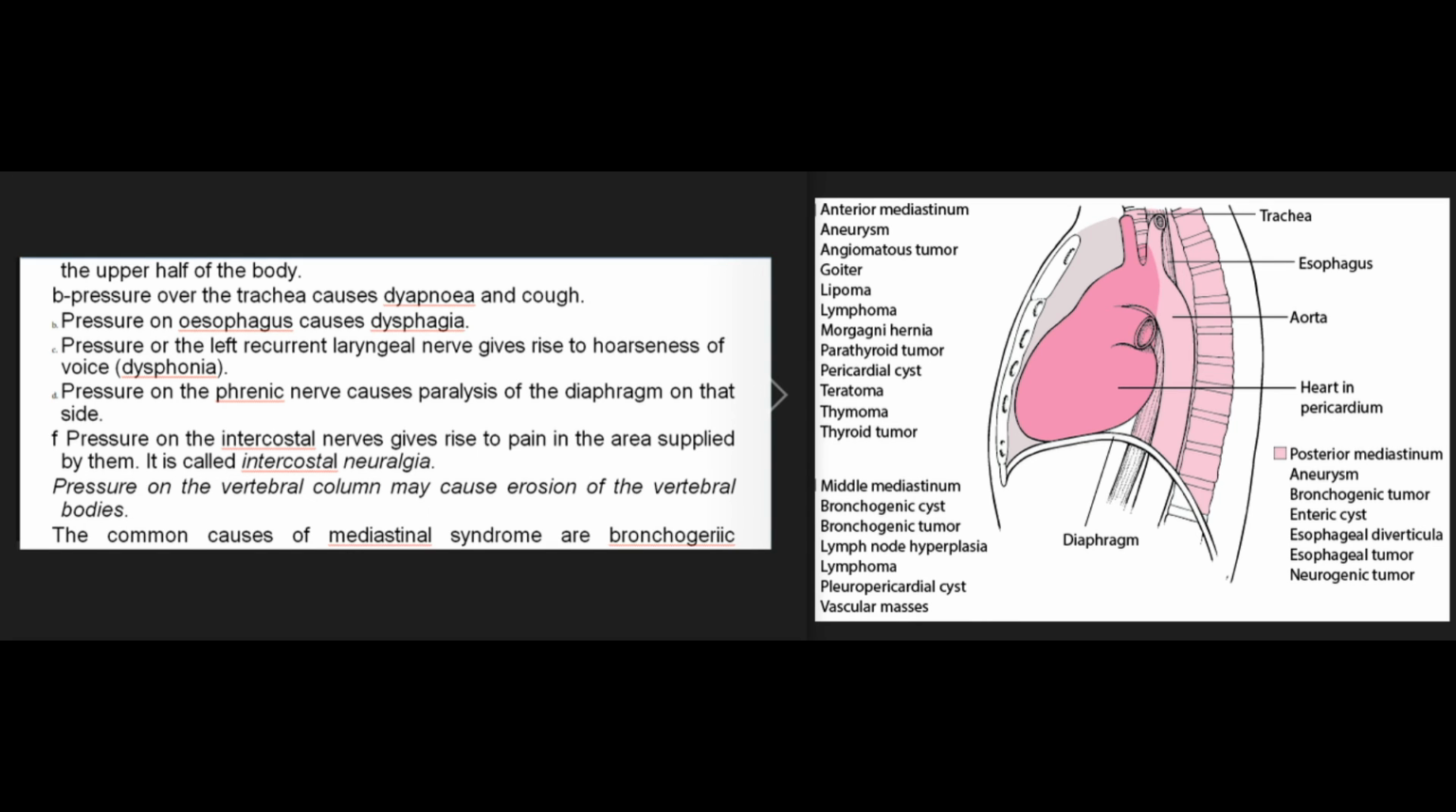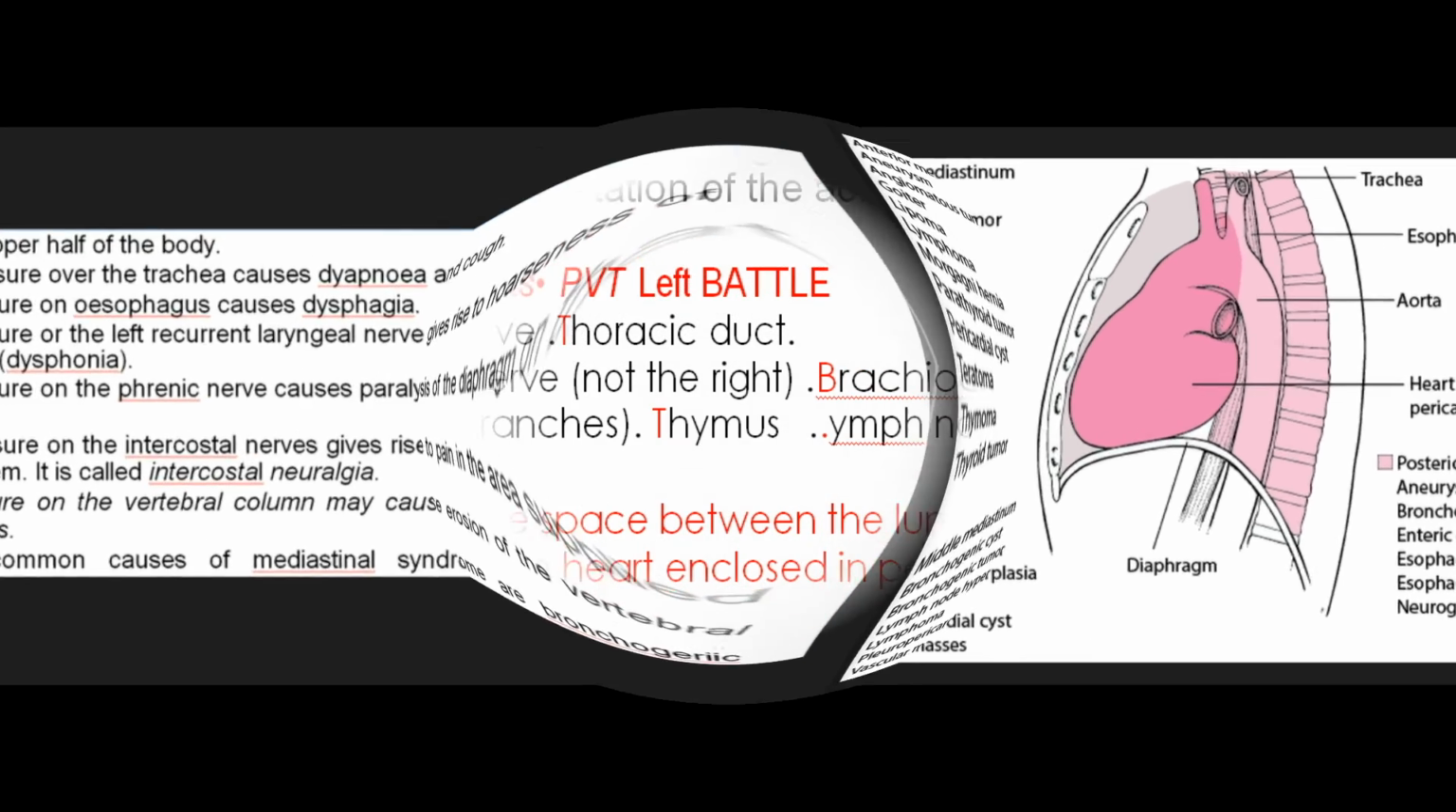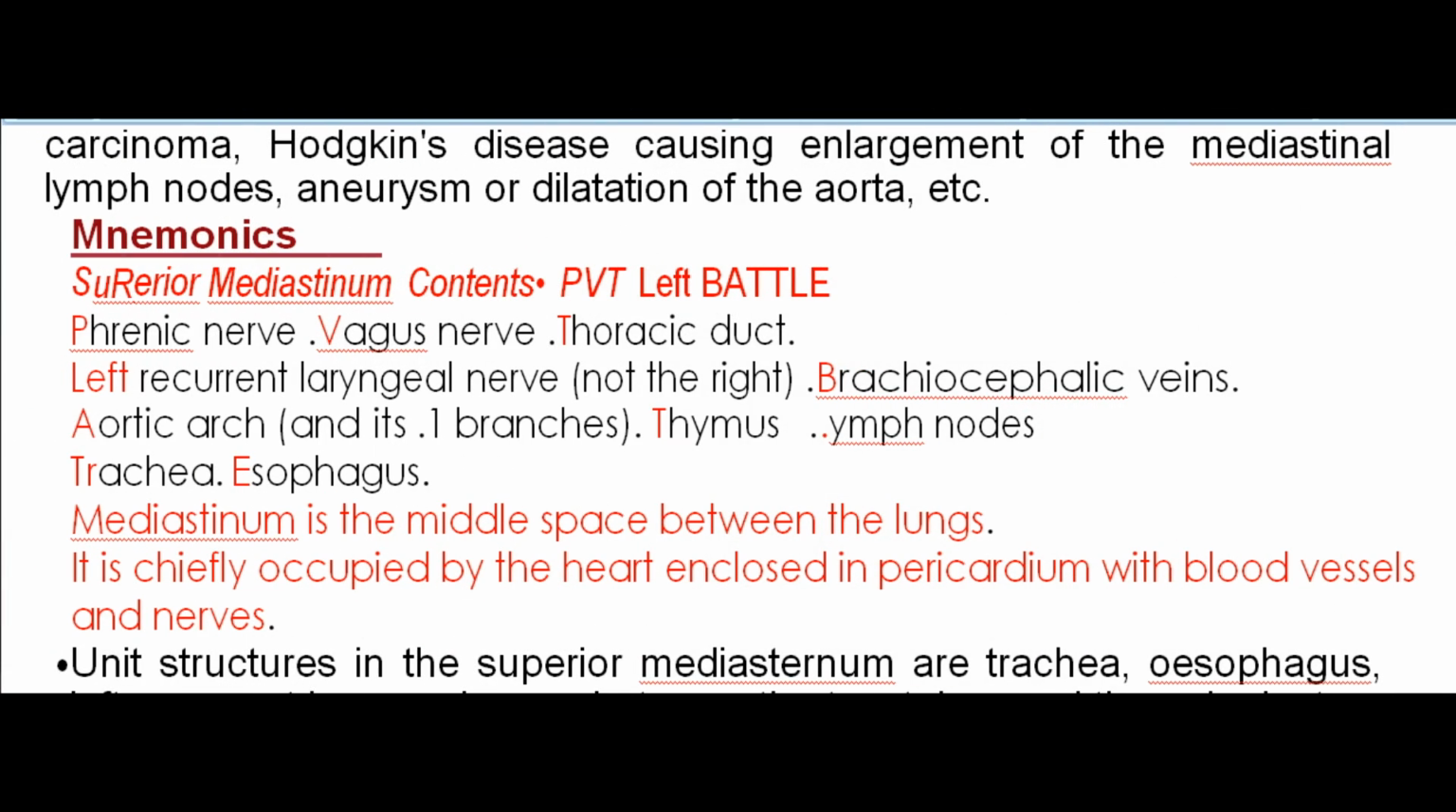Pressure on the vertebral column may cause erosion of the vertebral bodies. The common causes of mediastinal syndrome are bronchogenic carcinoma, Hodgkin's disease causing enlargement of the mediastinal lymph nodes, aneurysm or dilatation of the aorta, etc.